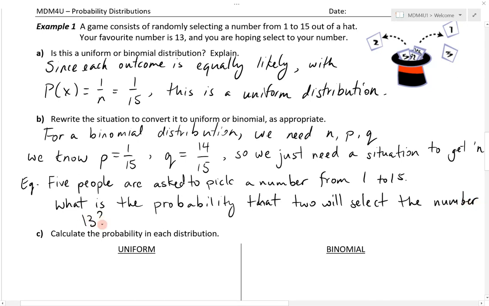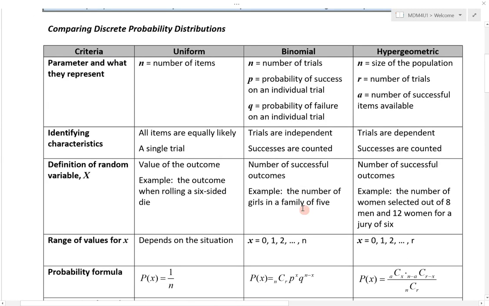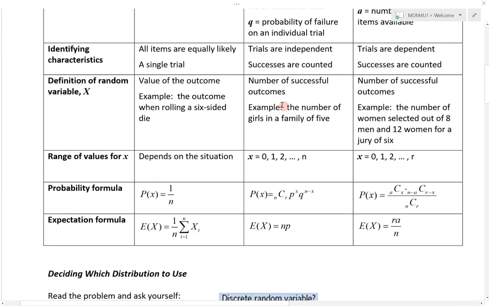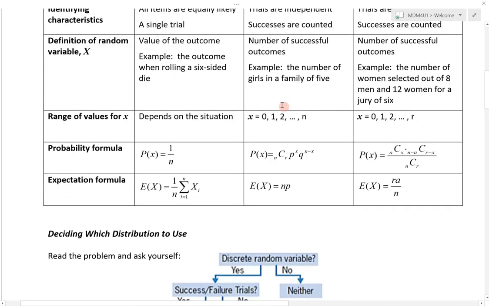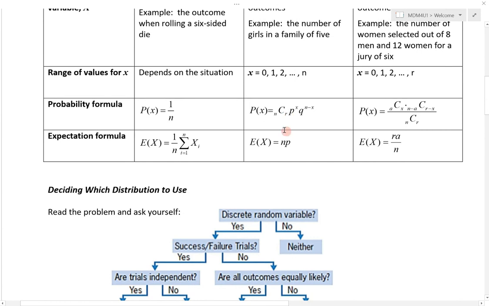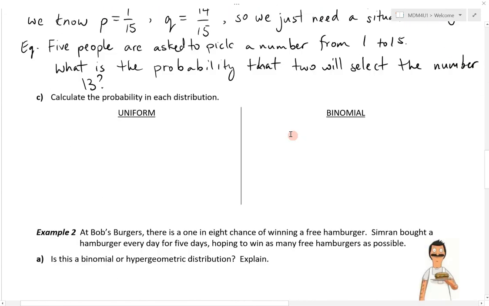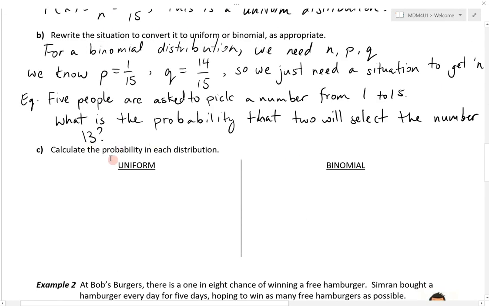Okay, so now the problem is a binomial distribution problem. So now you have N. Here we're counting N, the number of trials, so 5 people, and the number of successful outcomes. We're interested in choosing 2 of those outcomes being successful. All right, so calculate the probability in each distribution.